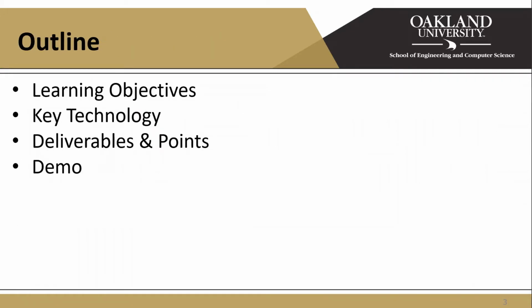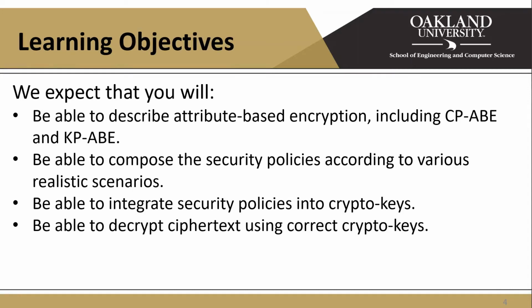In this slideshow, we are going to look at the learning objectives, the relevant technology, the point system of the lab manual, and go through a demonstration of each type of attribute-based encryption. We expect that from this lab, you'll be able to describe attribute-based encryption and its two types, Ciphertext-Policy ABE and Key-Policy ABE. You'll be able to compose security policies according to the given scenarios and integrate these security policies into crypto keys, which will be used to decrypt various ciphertexts.